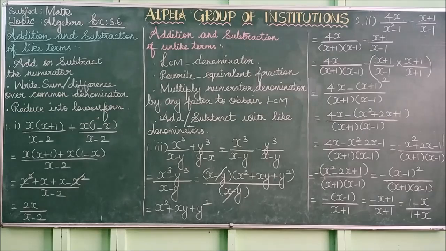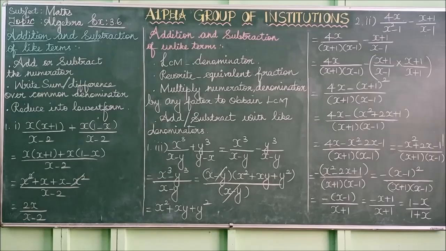P of x by Q of x into S of x by R of x. Now you have to take the product of the numerators divided by the product of the denominators: P of x into S of x divided by Q of x into R of x. Similarly, you have to find the value of the given expression. Then you have to reduce it into the lowest form.